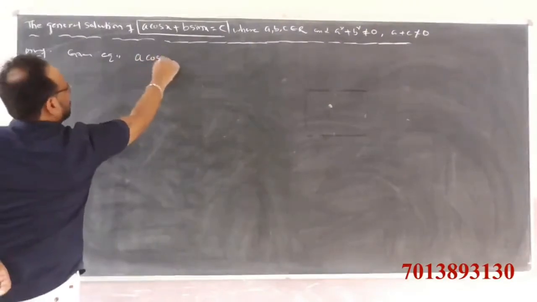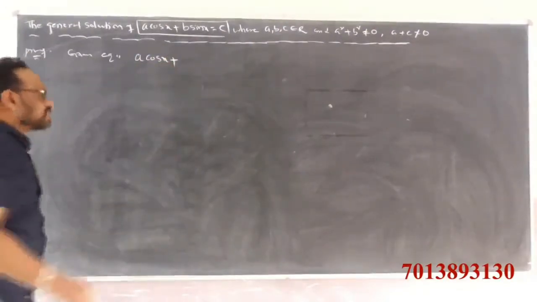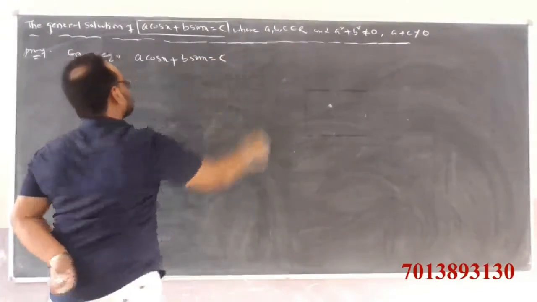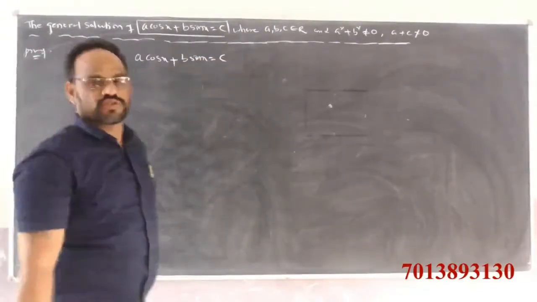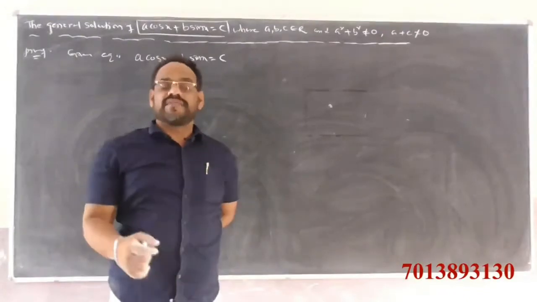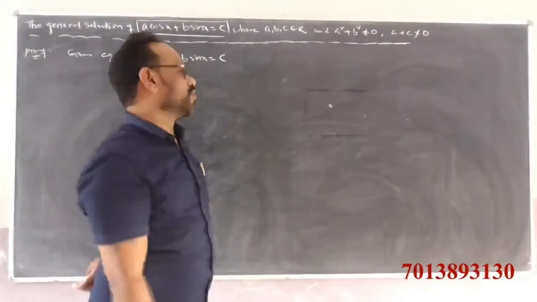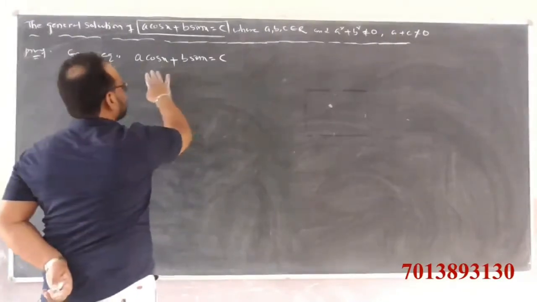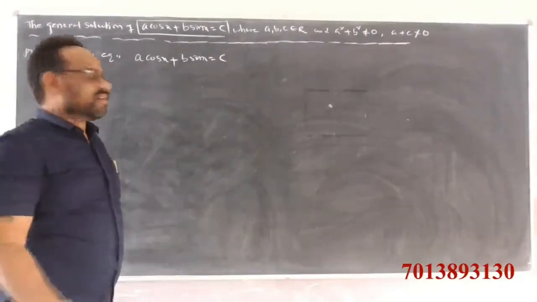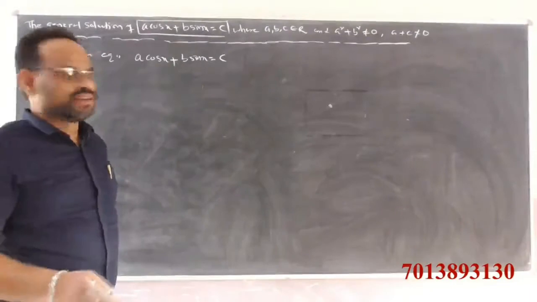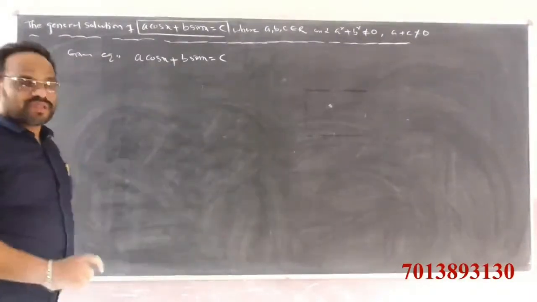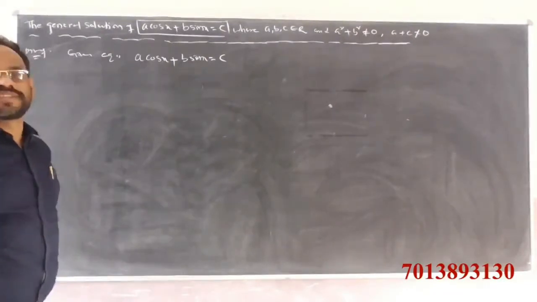Given equation: a cos x plus b sin x equals c is the given trigonometric equation. We want the general solution of the given trigonometric equation. Already we know that cos x and sin x have formulas in terms of tan. So this trigonometric equation is converted into a single trigonometric equation, that is tan.